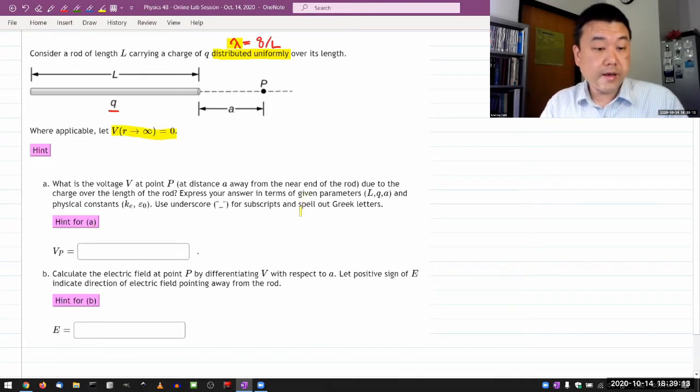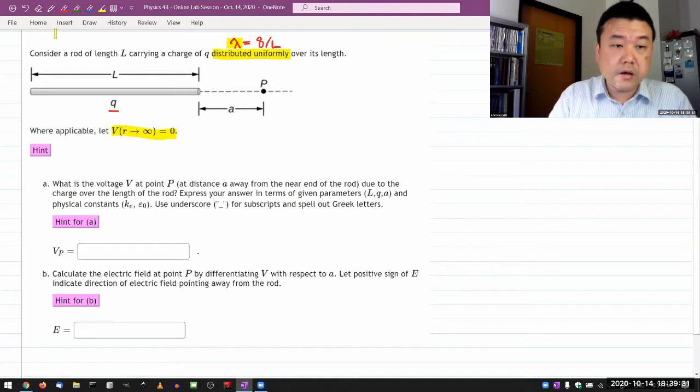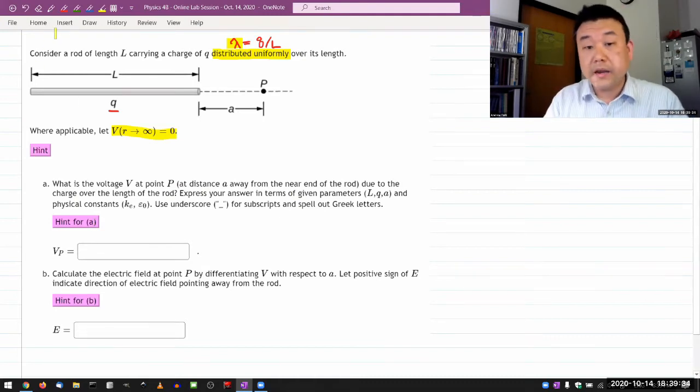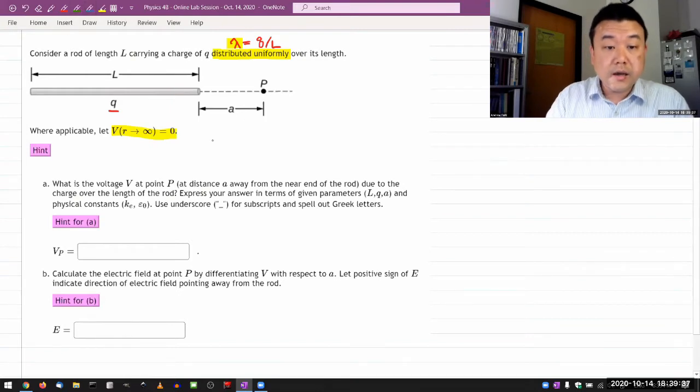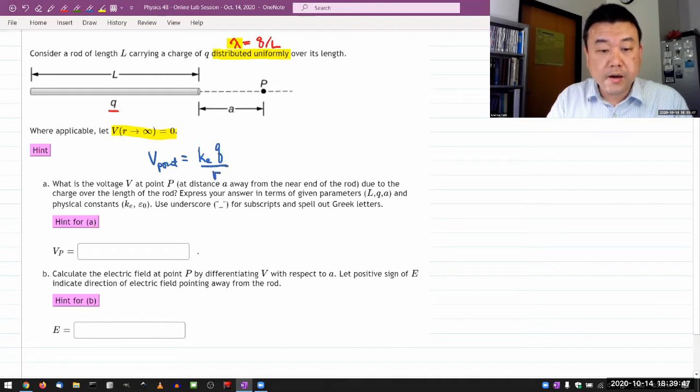And the first question asks, what is the voltage V at point P due to the charge over the length of the rod? And you can look at the hint, and when you look at the hint, it should say something about breaking the setup into smaller pieces you can handle. And it really goes to this. You have one formula for electric potential, which is that electric potential of a point charge, or sometimes a sphere, is given by Coulomb constant times the amount of charge divided by distance from the point charge.